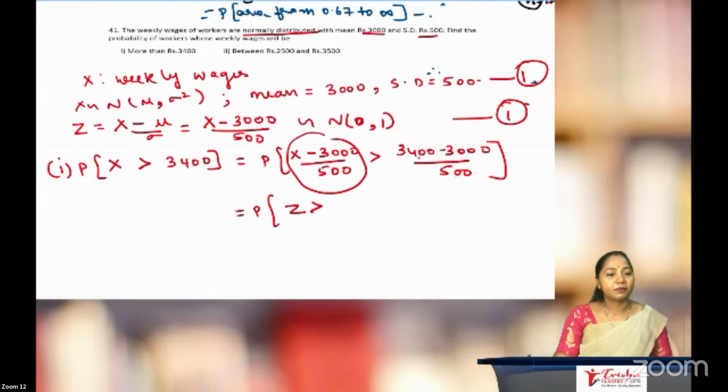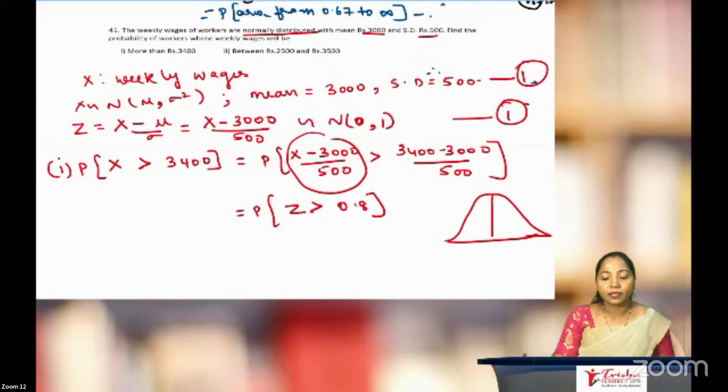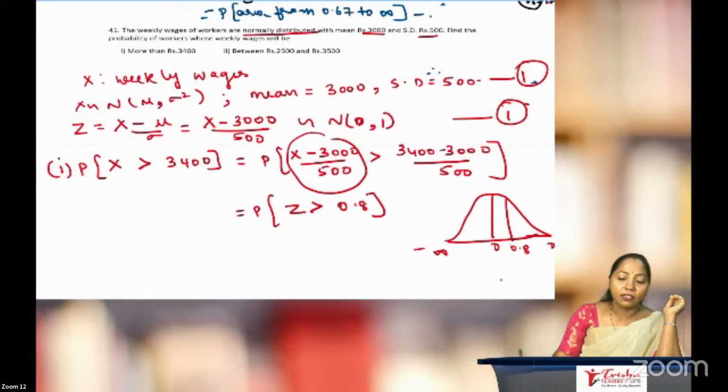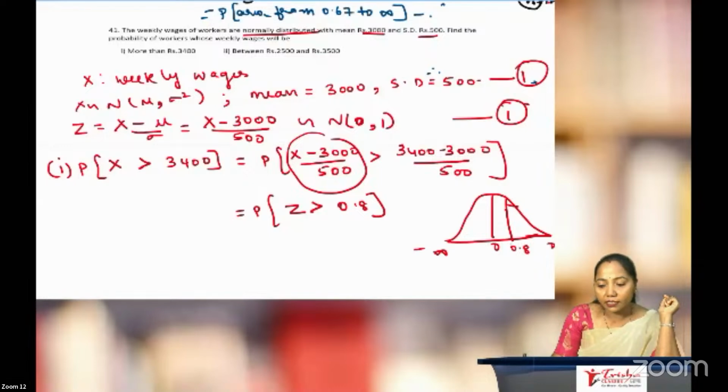What is the value? What is 3400 minus 3000 divided by 500? Yes, 0.8. So now z is greater than 0.8. Minus infinity to plus infinity, 0.8 is a positive value, again to the right side. Greater means to your right side. I told you, less means your left side. So we have to shade the entire right side.